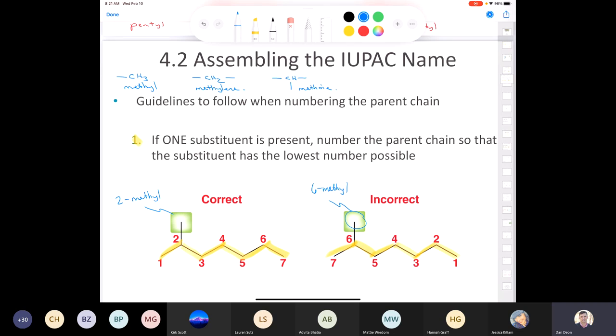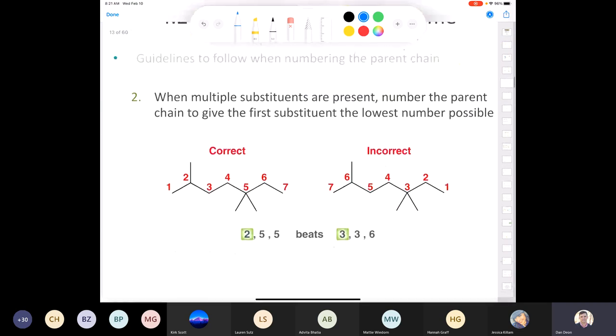The reason the second one is correct is because of this rule right here. When one substituent is present, you number the parent chain so that the substituent gets the lowest possible number. What's a lower number? 2 or 6? 2 is a lower number. So that means that this is the correct way to name it, and this would be incorrect. So again, we find the longest carbon chain, and if we only have one substituent, we give it the lowest possible number.